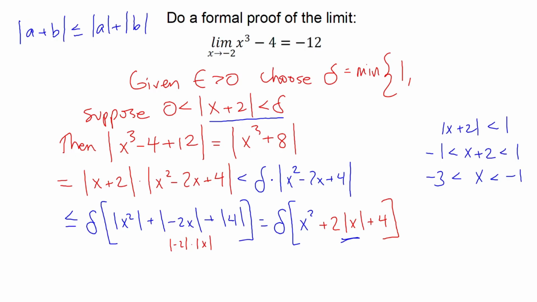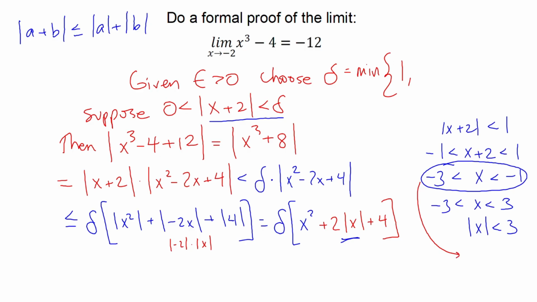Right? And if x is between negative 1 and negative 3, well, that should tell us that if this is true, then x is greater than negative 3, but also less than positive 3, right? Because if I'm less than negative 1, I must also be less than 3. So the absolute value of x is less than 3. And also, if this is true, if x is between negative 3 and negative 1, then x squared is going to be less than 9 and greater than 1, right? If I'm between negative 3 and negative 1, the squares of those are going to be between 1 and 9.